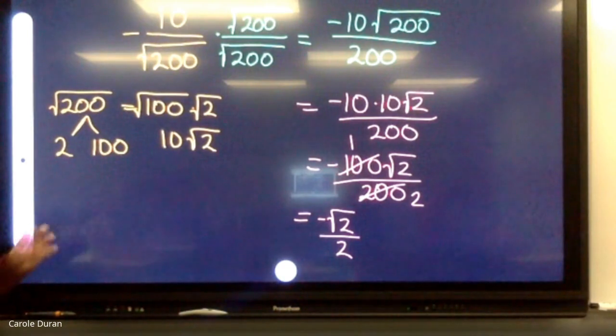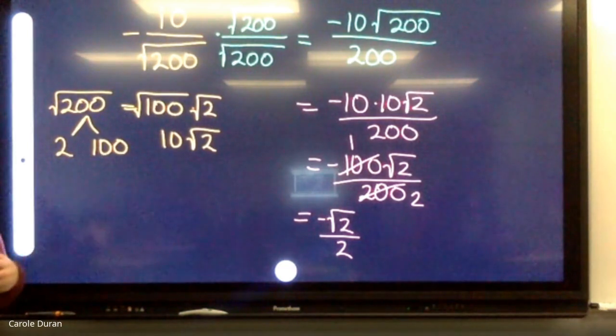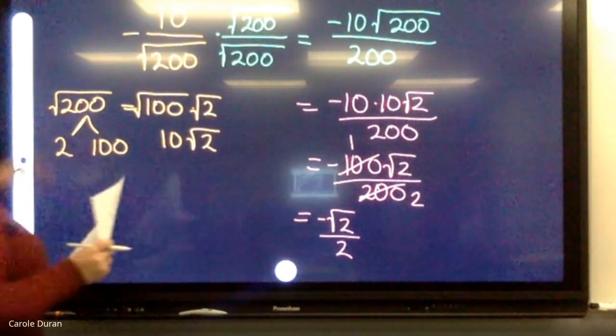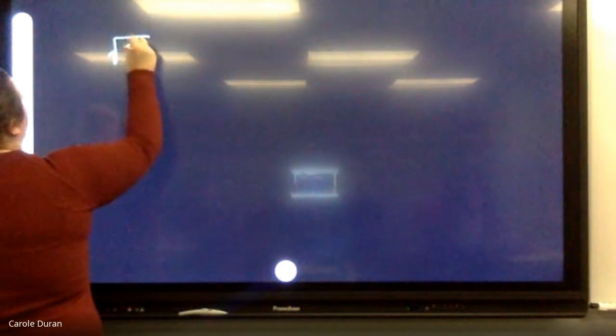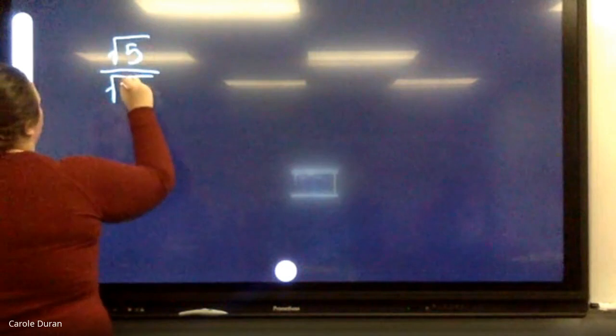How are we feeling about this? I see a lot of not great looks on your faces. So this next one, I just want to do it. The notes are all online if you need. Yeah, always. We are going to do another one because I think it could really help us to see another example. So this time I would like to do the square root of 5 over the square root of 10.